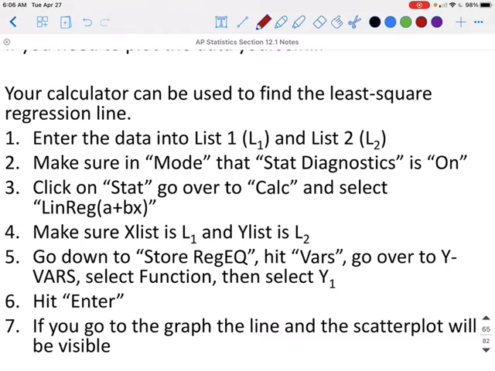Then we're going to go ahead and store that regression line into our Y equals, so we'll graph it with our scatter plot. To do this, you're going to go down where it says store reg equation. From there, you're going to hit the vars button. You're going to go over to Y vars, select function, then select Y1 and hit enter. If you go to graph the line and the scatter plot, then both will be visible. So you do need to make sure you hit second Y equals, make sure your stat plot 1 is turned on, make sure it is a scatter plot. And if you hit zoom and then select number 9, which is zoom stat, it will change your window so you can see both the scatter plot and the line.